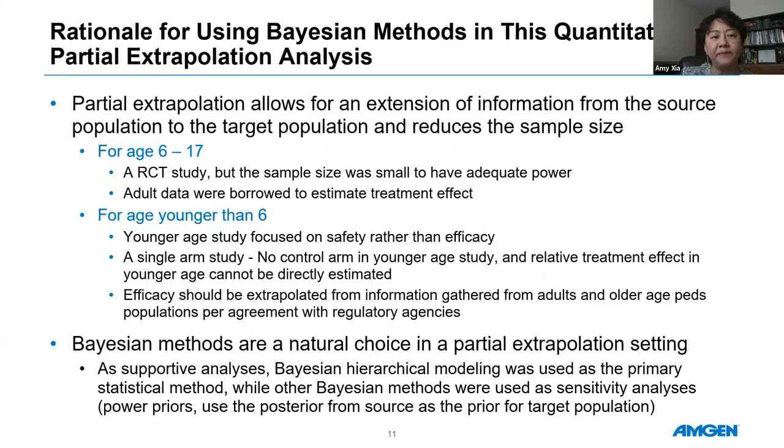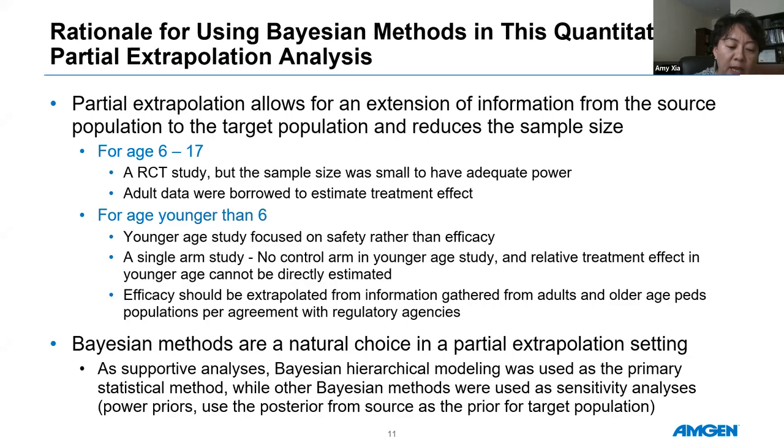In this case, we considered using partial extrapolation as a strategy by combining both adult and pediatric data. We considered two pediatric populations. In the older age group, from 6 to 17 years old, we have an RCT, but the sample size is small, so we hope to use adult data to improve the precision of the treatment effect estimates. For the younger age group, less than 6 years old, the rationale for doing the study is actually for safety, not efficacy. So we ran a single arm study without a control arm, and the relative treatment effect cannot be established directly.